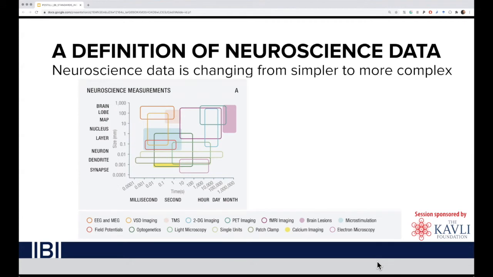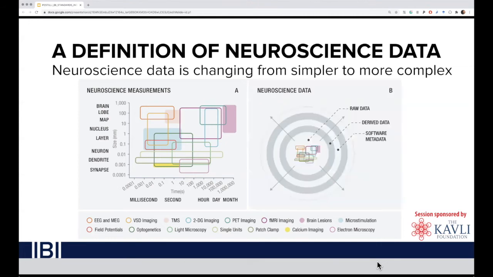Here is a remake of a very famous early picture describing a variety of data measurements from neuroscience, spanning the temporal scale on the x-axis and the spatial scale on the y-axis. Yet, a more modern definition of neuroscience data doesn't stop at measurements. For reproducibility, it needs to move to comprehend also derived data that is produced using software and analysis from the original measurements, and then as well comprehend the software that has to accompany the derived data. And this is a process that doesn't stop at the first step, it actually goes on. Here we have a representation of how complex it is in modern days to define and organize neuroscience data.